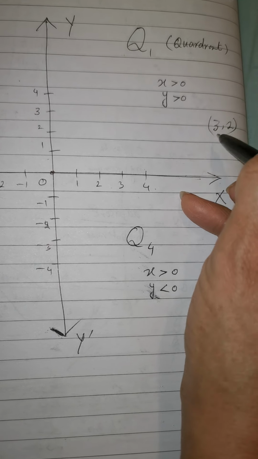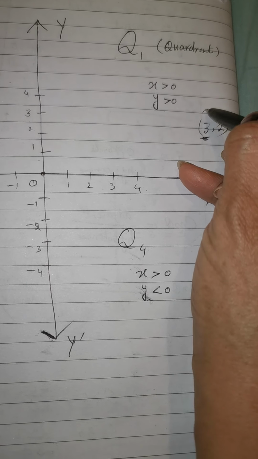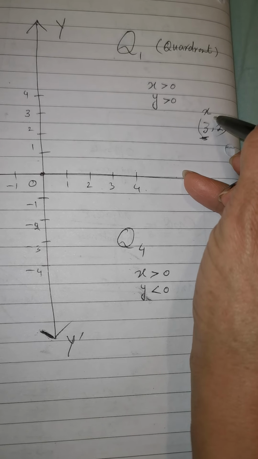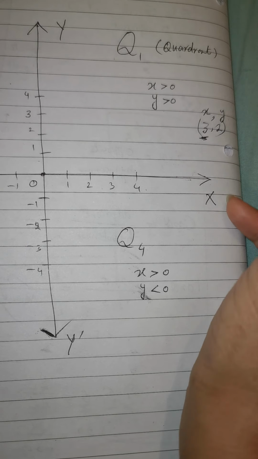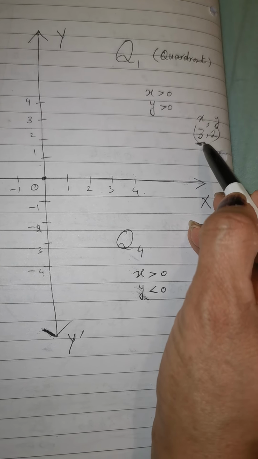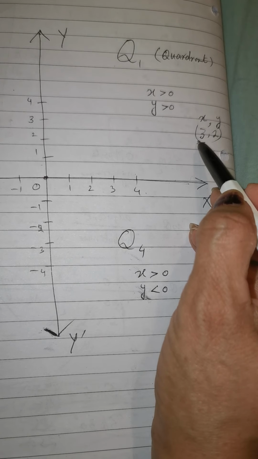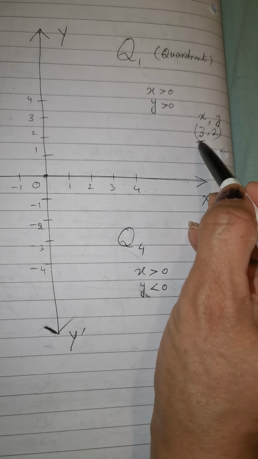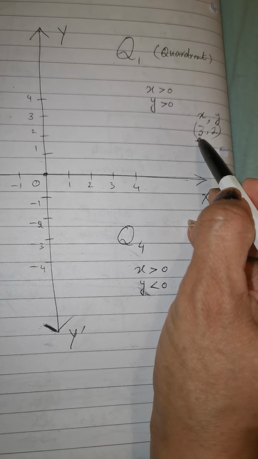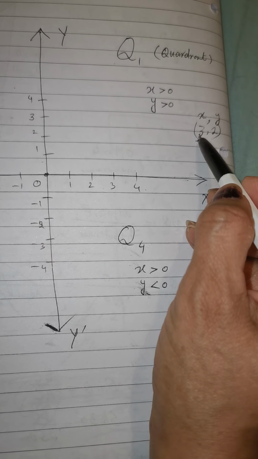This is the point. It represents that the first number is our x value, and the second is the y value, right? So how can we draw this point on a plane? First of all, remember the first number is of the x-axis. If it is positive, we will walk along the positive axis.